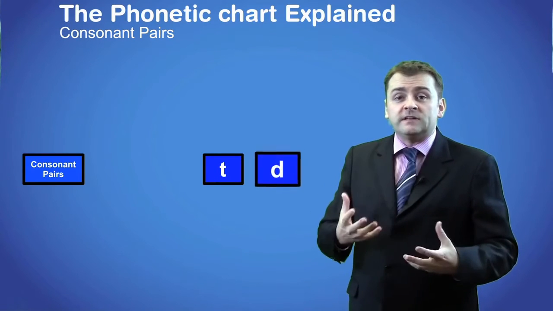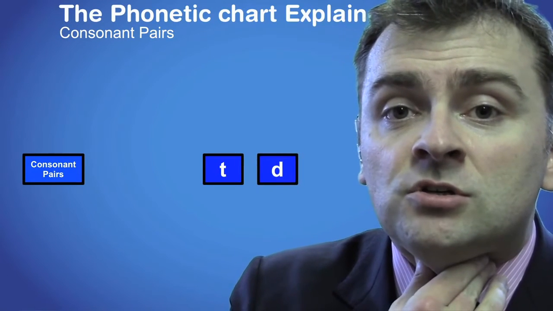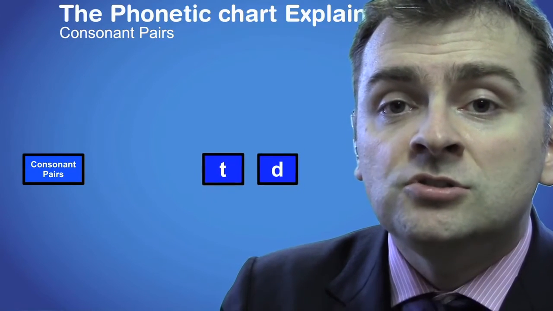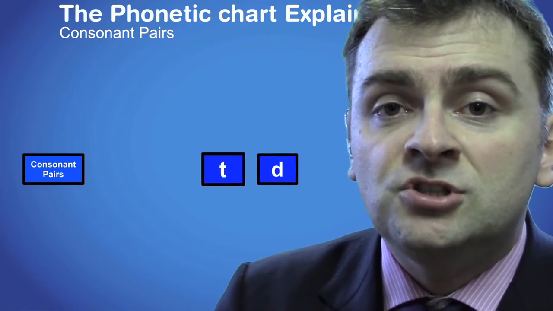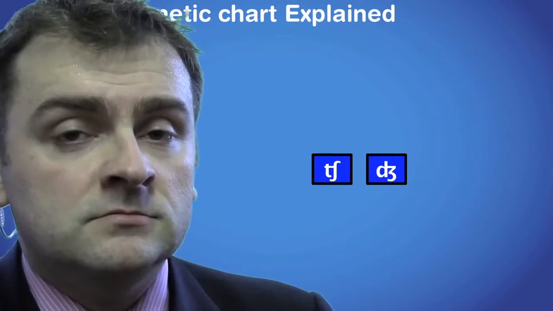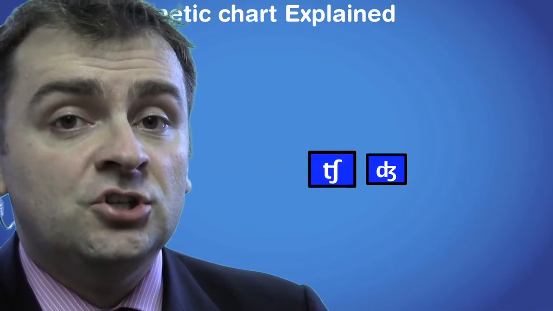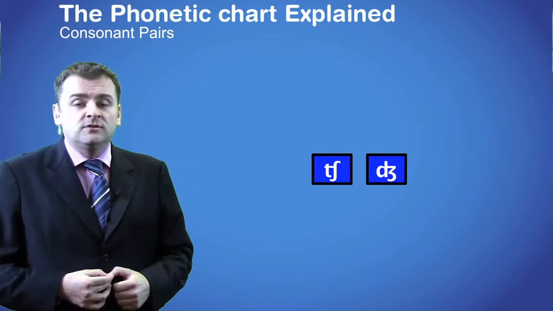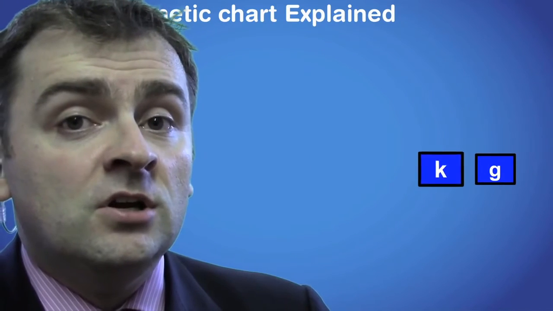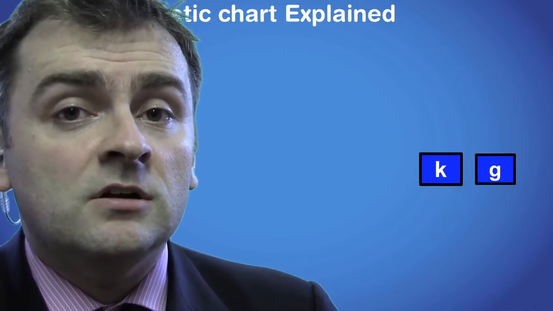D is voiced and t isn't. D, t, d, t. And ch and j. Ch, j, ch, j. K, g, k, g.